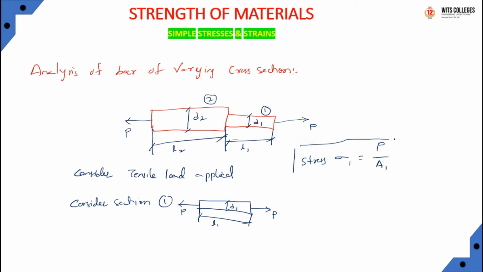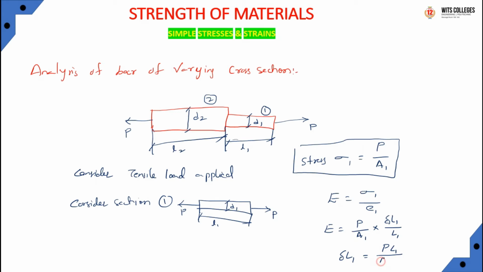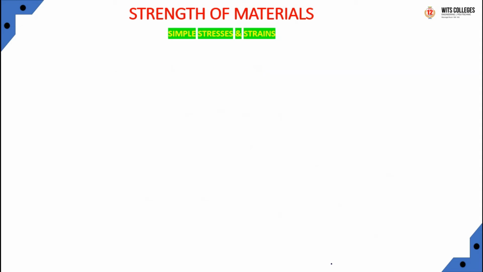We have to find the elongation. In terms of Young's modulus, E equals sigma 1 by epsilon 1. Then we write sigma equals P by A1 into delta L1 by L1. So delta L1 equals PL1 by A1E. This is the elongation of section 1.